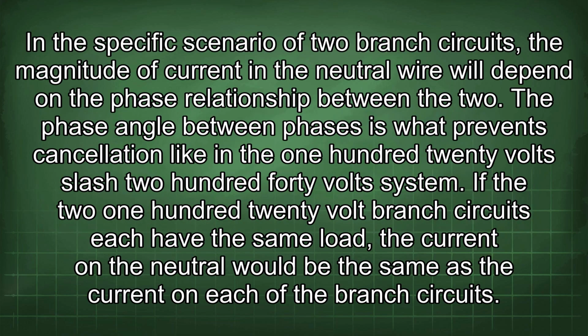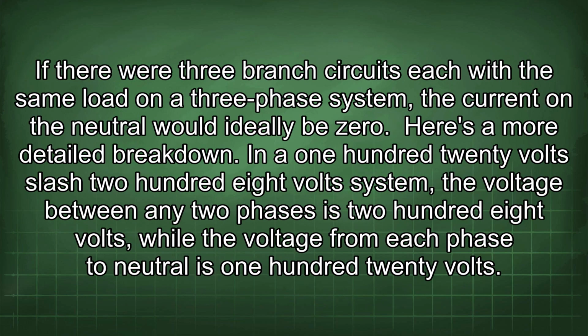In a specific scenario of two branch circuits, the magnitude of current in the neutral wire will depend on the phase relationship between the two. The phase angle between phases is what prevents cancellation, like in the 120 volts/240 volt system. If the two 120 volt branch circuits each have the same load, the current on the neutral would be the same as the current on each of the branch circuits. If there were three branch circuits each with the same load on a three-phase system, the current on the neutral would ideally be zero. Here's a more detailed breakdown.